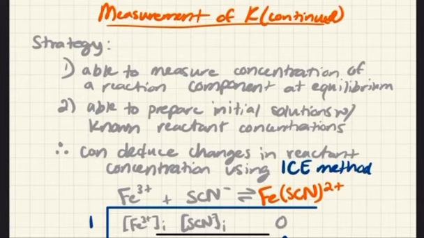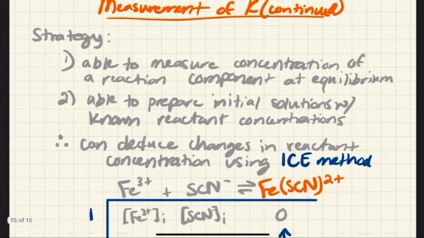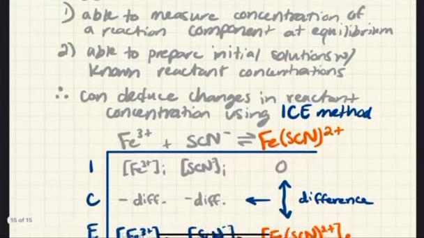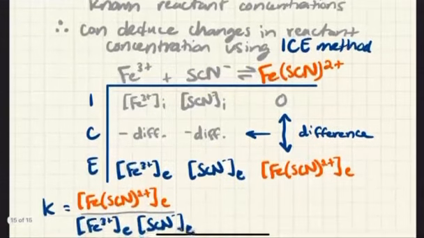We're also able to prepare solutions with initial known reactant concentrations, because when you mix them together in your test tube, you know what concentration you put in there if you measured it precisely. So because we know the initial concentrations of reactants and we know the final concentration of product, we can deduce how much reactant must have turned into product using an ice table method, which hopefully was covered already in your lecture class, but if it was not, this is another great way to learn it.